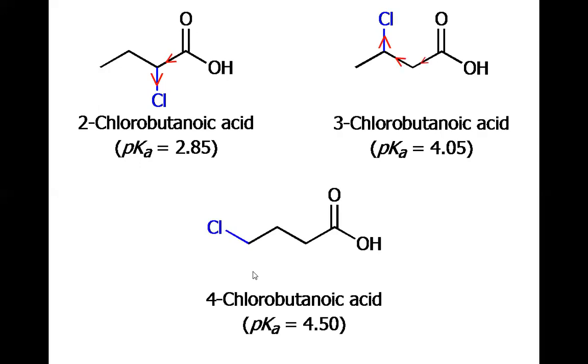However, for the same number of halogens, the positions are also important. If the halogens are farthest from the carboxylic group, the least acidic the species is. And the halogens which are nearest to the carboxylic group, the most acidic the molecule is.